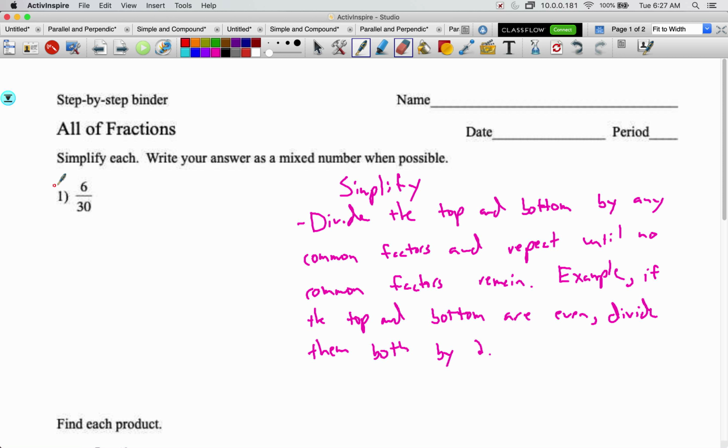All right, so let's look at example 1. Here we have 6 over 30. Those are both even, so I'll divide them both by 2. All right, now I get 3 over 15. But now I check and see for other common factors, and I see they're both divisible by 3. And I get 1 over 5.